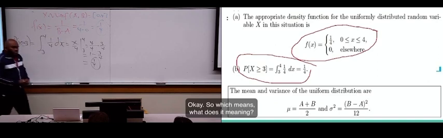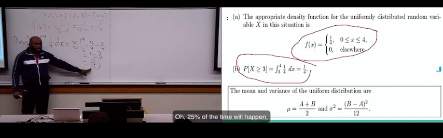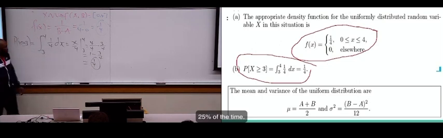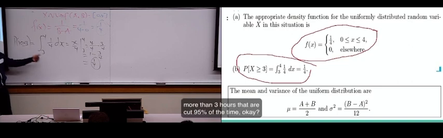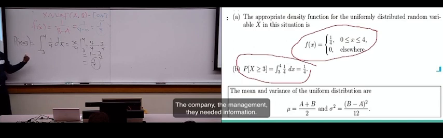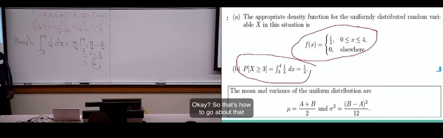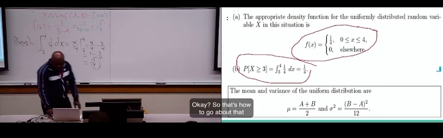So what does it mean? 25% of the time, the duration of the conference will be more than 3 hours. That will occur 25% of the time. The hall management needs this information. So that's how to go about that.